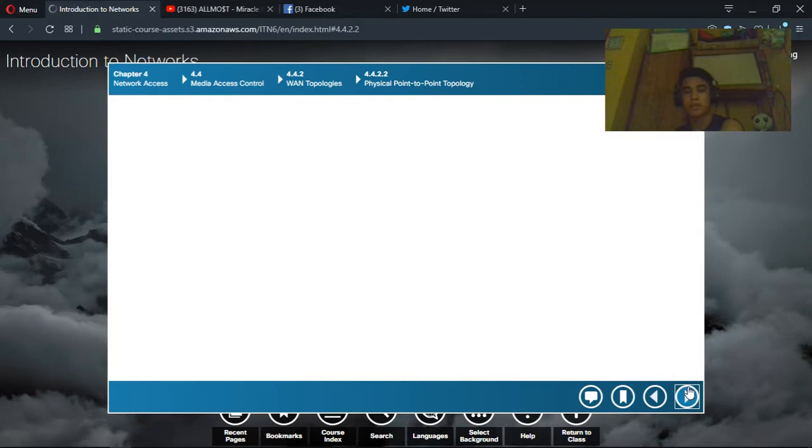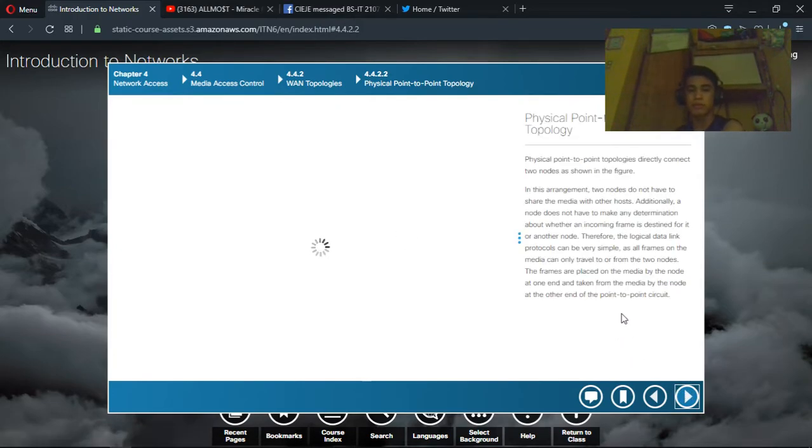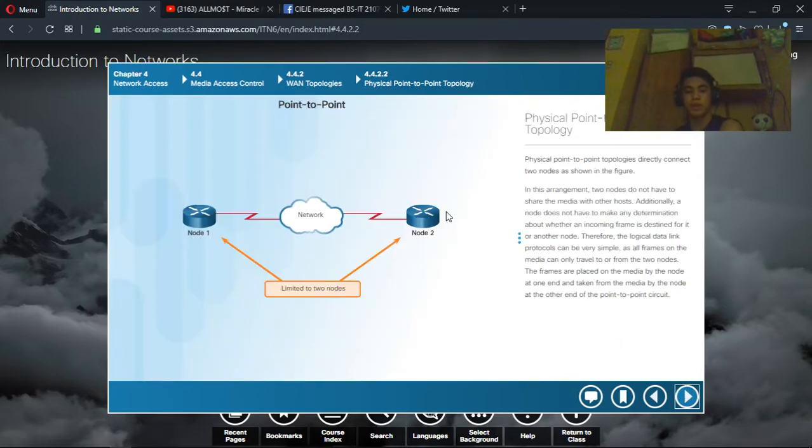Next, physical point to point. A node is created by a serial connection to the network, and the network connection to the node 2. It's point to point because, as we can see, there are only two routers in this figure that are connected to each other.